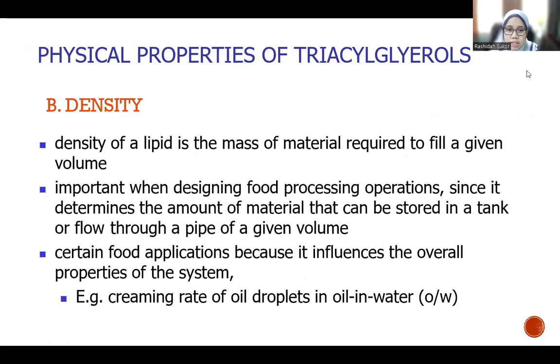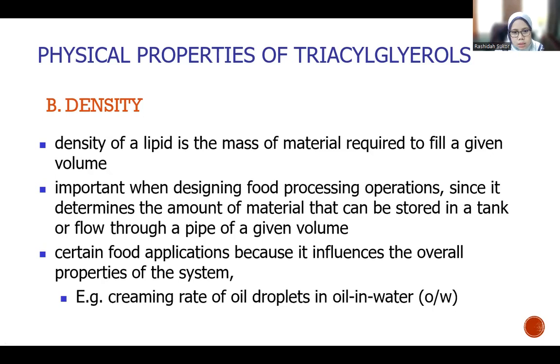Okay, and then that one is rheological. Rheological is talking about the viscosity. Normally viscosity, so when there is a solid and a liquid, the viscosity will be different. Density is the mass over volume, ketumpatan, mass over volume.